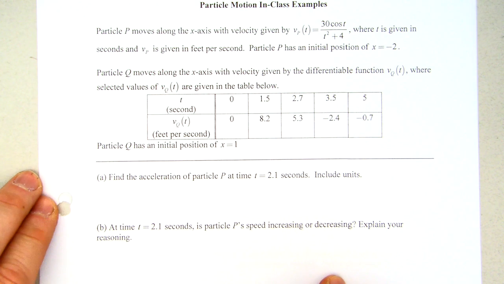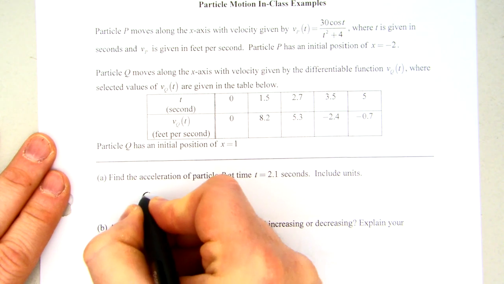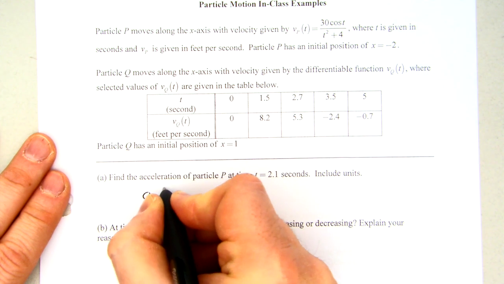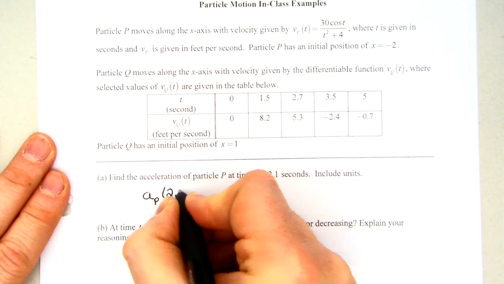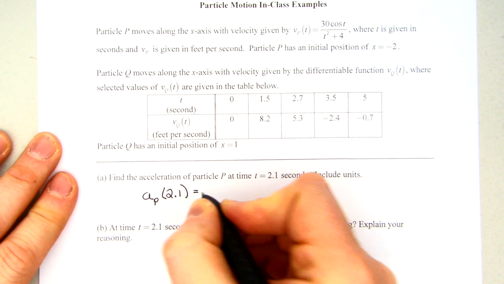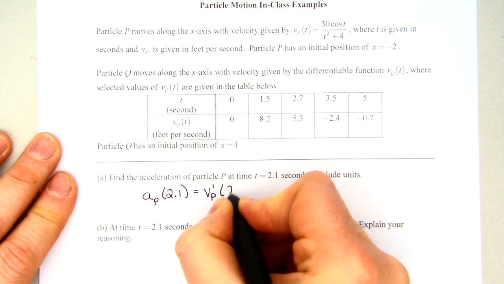Part A, I want to find the acceleration of particle P at time 2.1 seconds. I'm going to start by saying A, but because there are two different particles here, I really do need to distinguish them. I'm going to say A sub P of 2.1. That's what I'm looking for. Now, I have to show a tiny bit of work. What do I have to show? Yes, you have to show you're finding acceleration by taking the derivative of V sub P of 2.1.